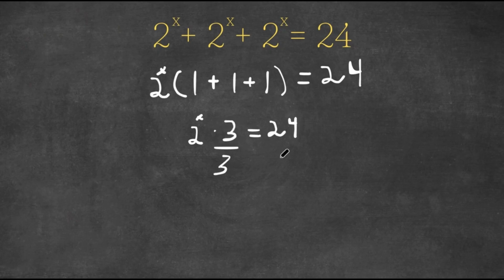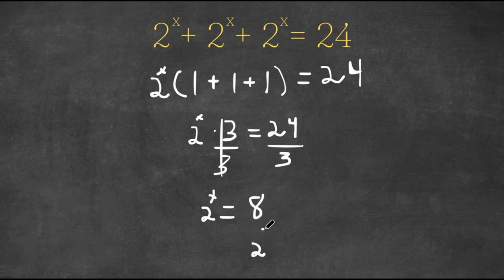So if I divide by 3 on both sides, these two cancel out, and I'm left with 2 to the power of x on the left-hand side is equal to 24 divided by 3 is 8. So 8, we could actually write 8 as 2 to the power of 3. So I'm going to rewrite 8 as 2 to the power of 3. So now we have 2 to the power of x is equal to 2 to the power of 3.